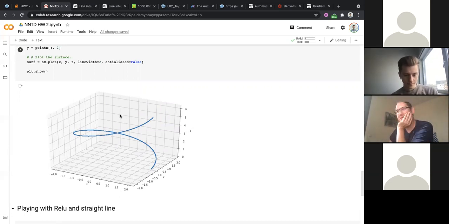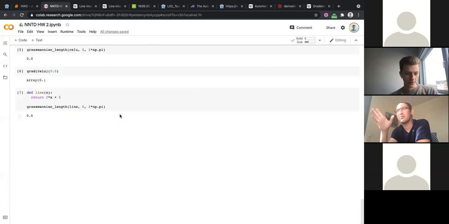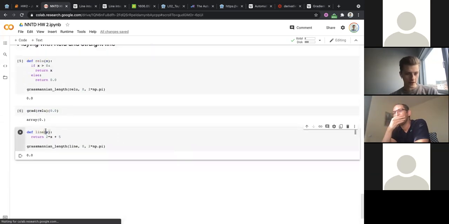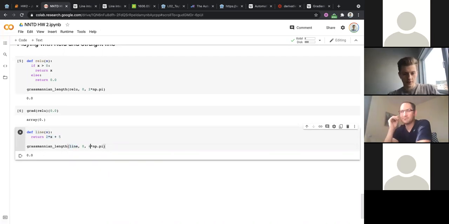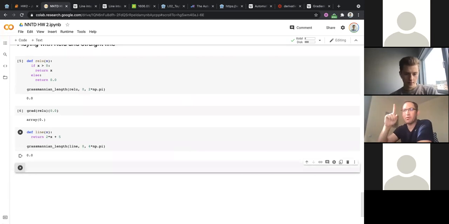Yeah, not really. The only very trivial case is that, of course, for a straight line, the Grassmannian length should be 0. That's clear, right? Yes, I tested this. So we have a line, 2x plus 5, and the Grassmannian length of a line is 0, however much pi we have. In the Gauss map, it will always be the same vector all the time, so the length of that on the unit sphere will be 0.